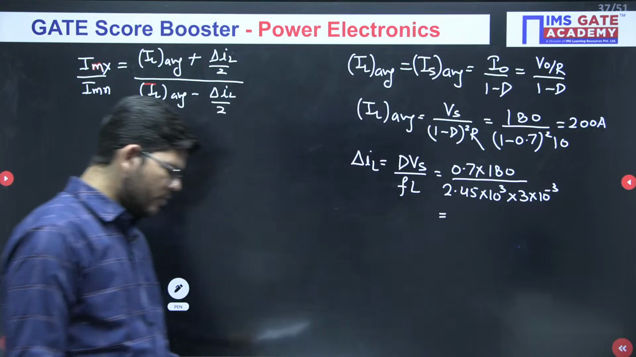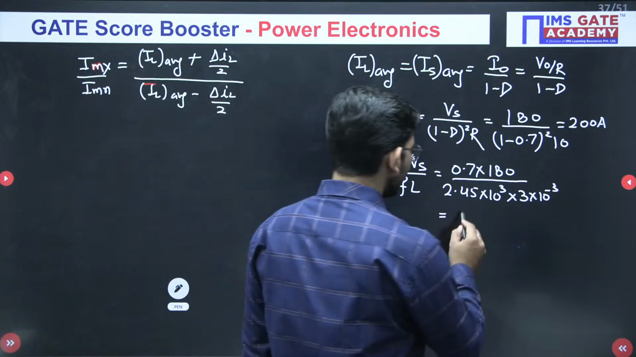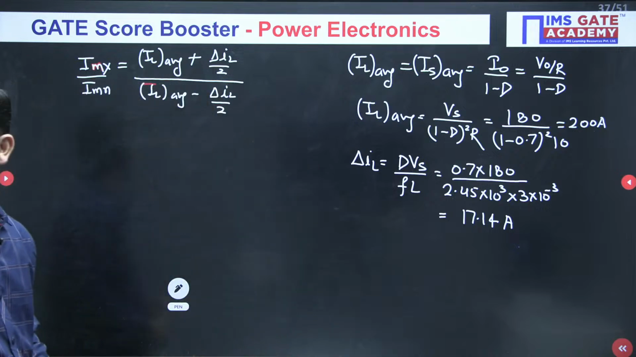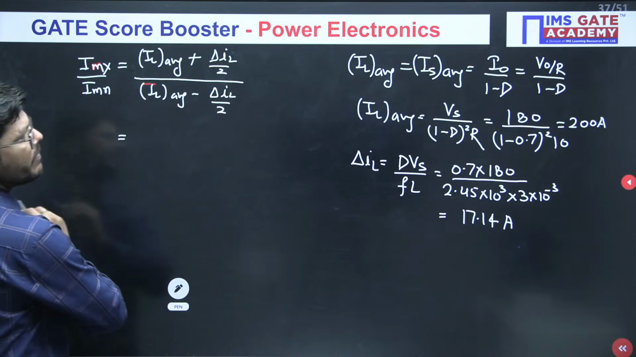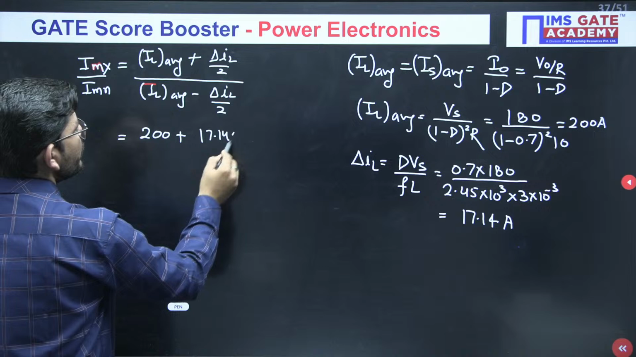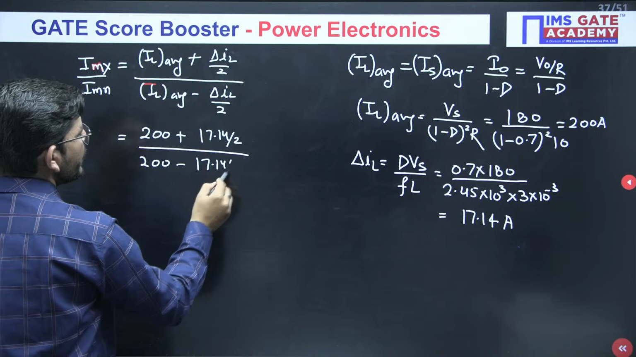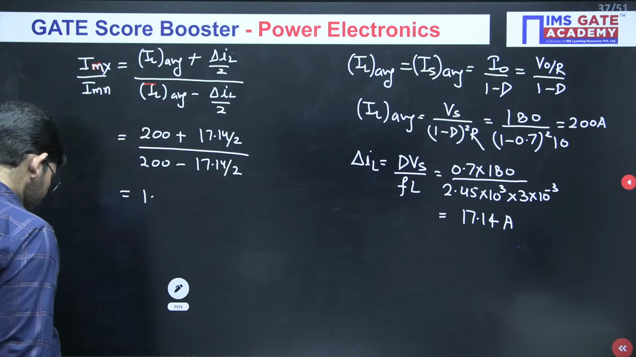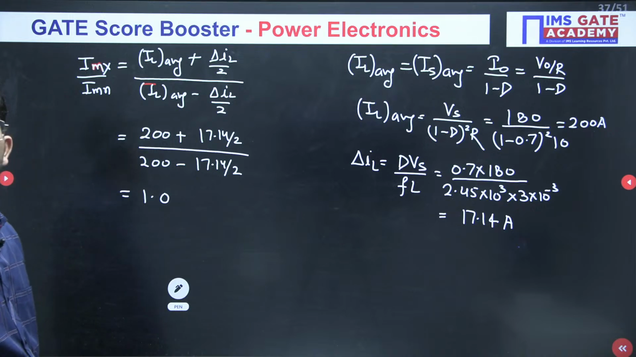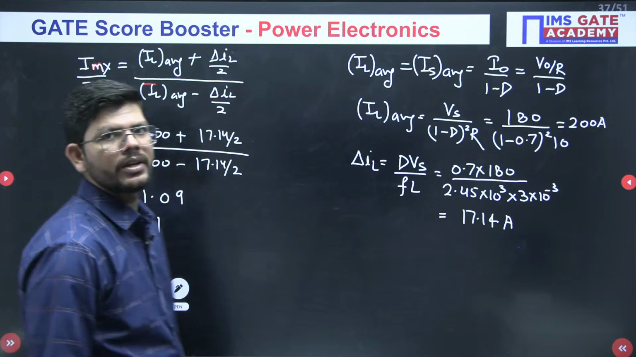Okay, so when you solve it, you will get the value of delta IL. And how much is delta IL coming? 17.14. So see, we calculated what is required here. Now put the values. What is IL average? 200 plus delta IL 17.14 divided by 2. Similarly, 200 minus 17.14 divided by 2, and you will get 1.09, or you can write it approximately equal to 1.1 as the answer.